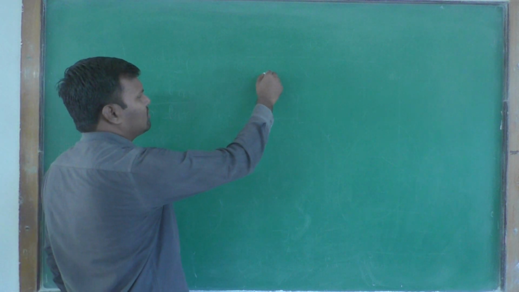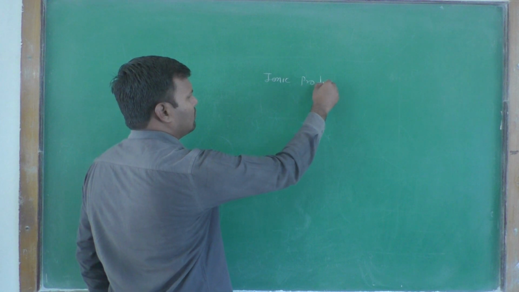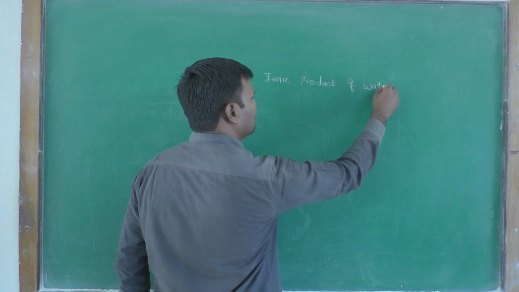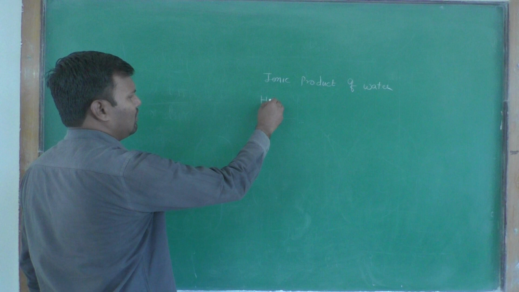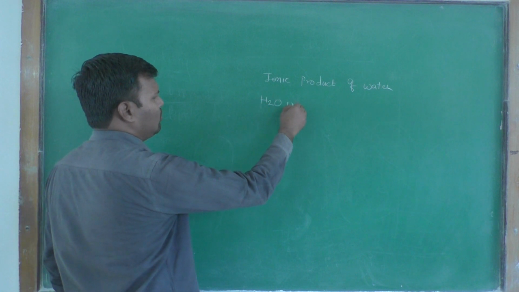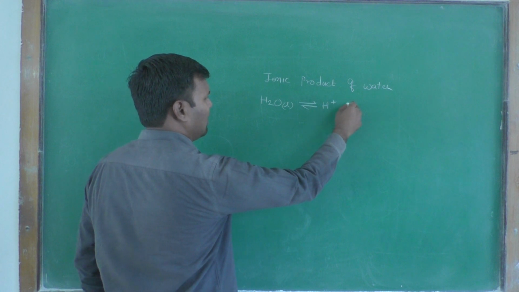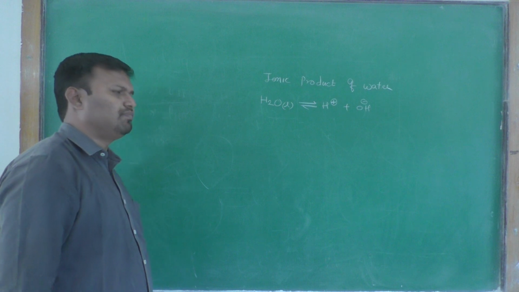Firstly, we will discuss the ionic product of water. Water gives H plus ions and OH minus ions, a very small amount.